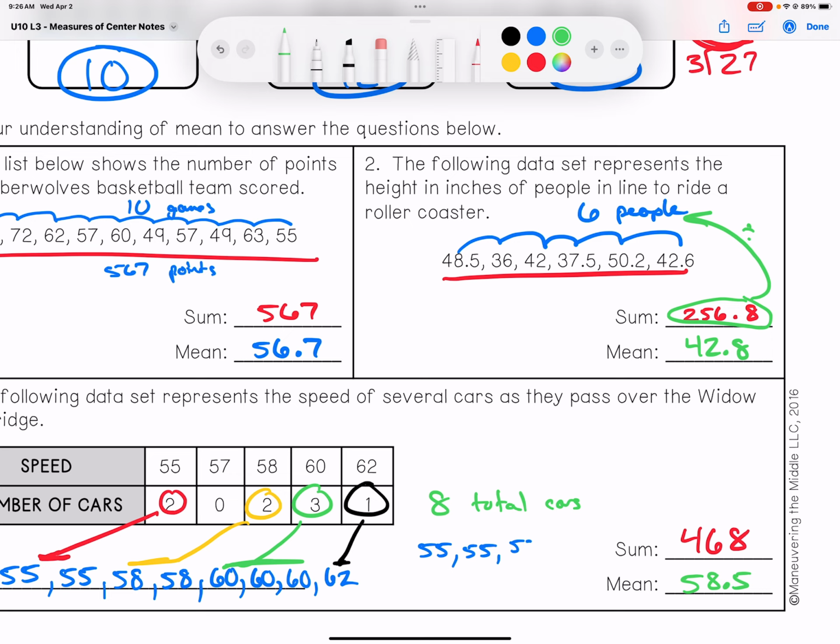Mean is average. Mean, average. He's mean, so he's average. Because everybody's mean.